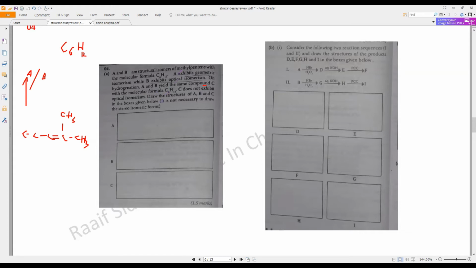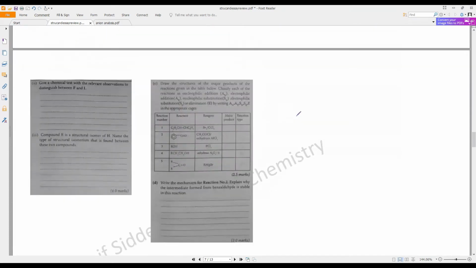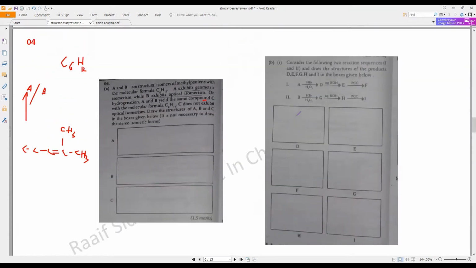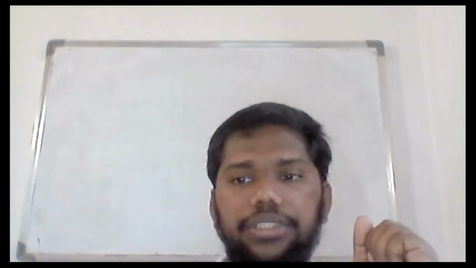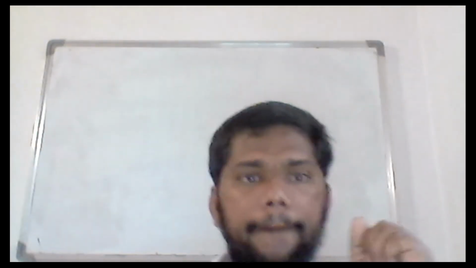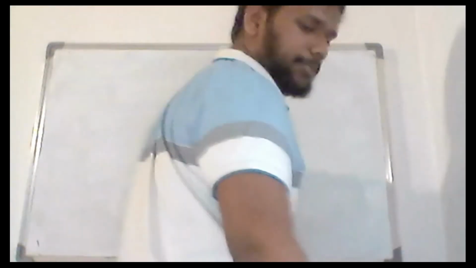And you need to draw the structures. Then they have given, using A and B, you need to predict what are the products that are going to form here. So we will see how it goes. I will stop the screen for a while. Okay, so we'll start.